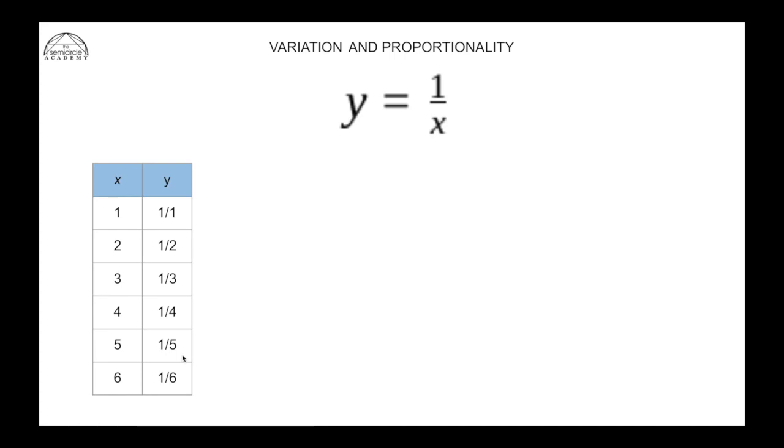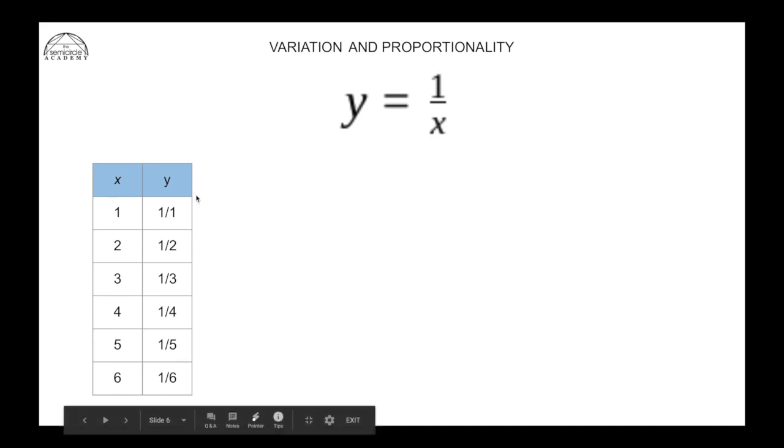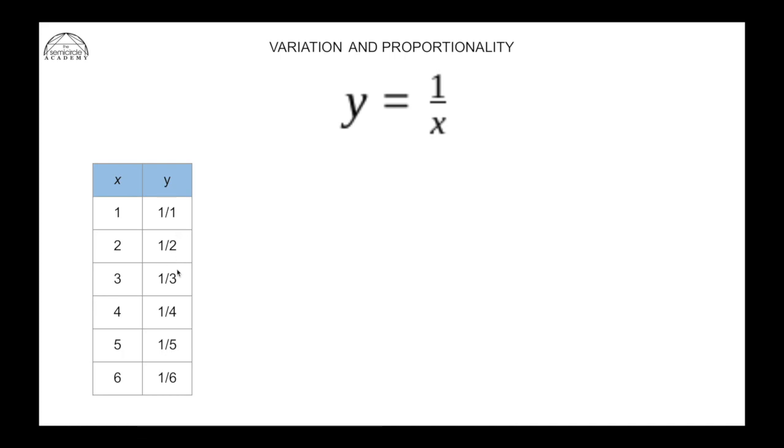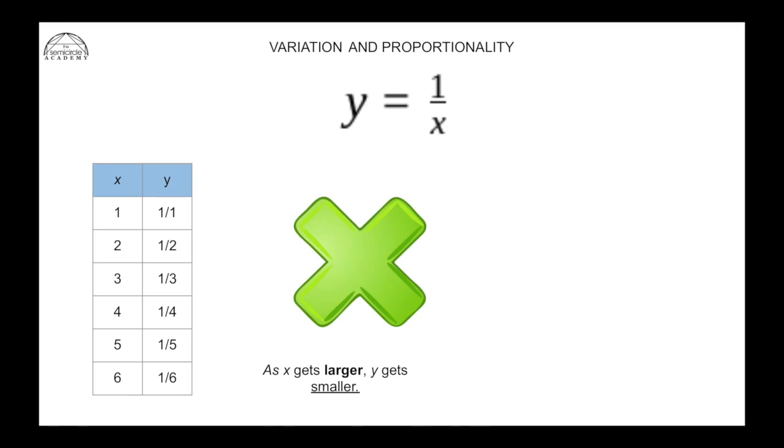So what are you noticing here? You should notice that as the value of x increases or gets bigger, the value of y actually gets smaller and smaller. So we could see here that as x gets larger, y gets smaller, and the bigger that x is, the smaller y will be.